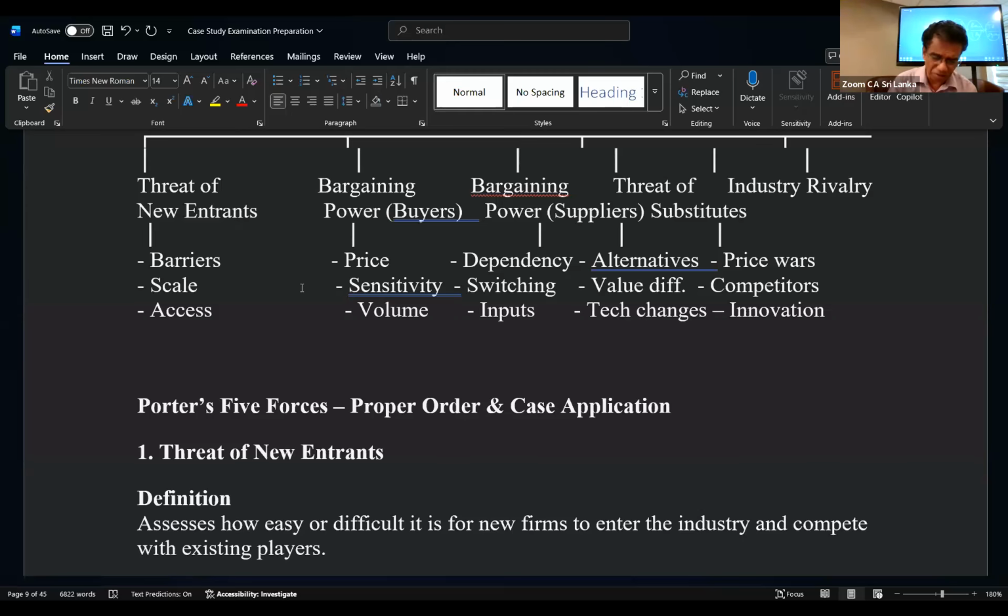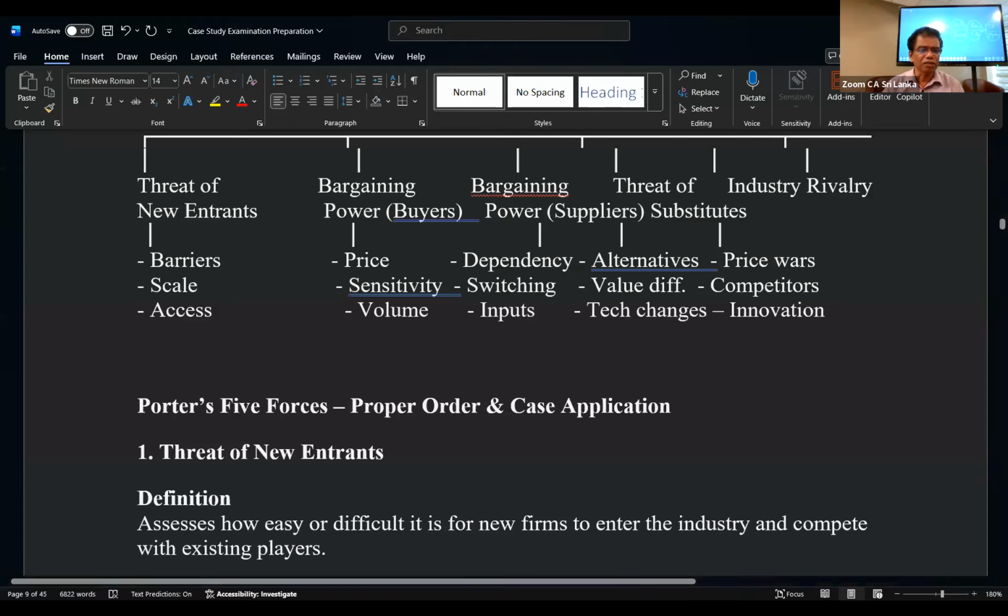So your competitive edge is very high. Then there's the threat of new entrants. It depends. You have to start with one, not here and there. You have to go in order. This is the order actually. Threat of new entrants. Definition: assess how easy or difficult it is.